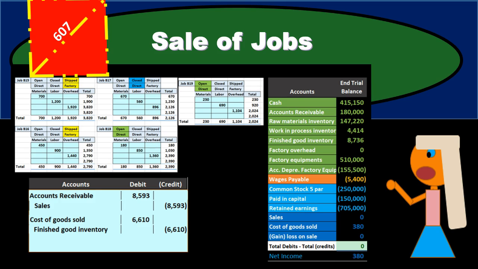In this presentation, we will record the journal entry to record the sale of jobs, the related reduction in finished goods inventory, and cost of goods sold.